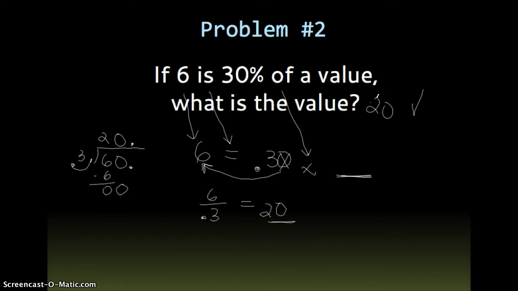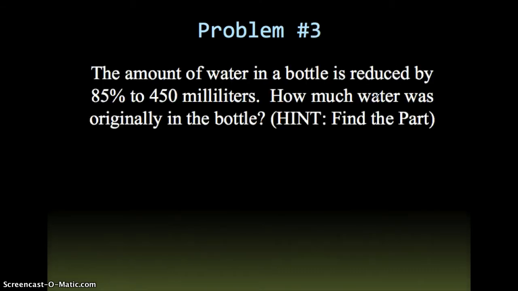All right, here's the third problem. The amount of water in a bottle is reduced by 85% to 450 milliliters. How much water was originally in the bottle? Okay, so you're finding the part now. There's several ways to do this. We can first draw a picture. You guys know I like drawing pictures. So let's draw a picture.